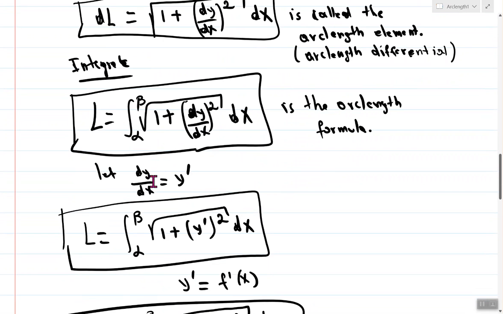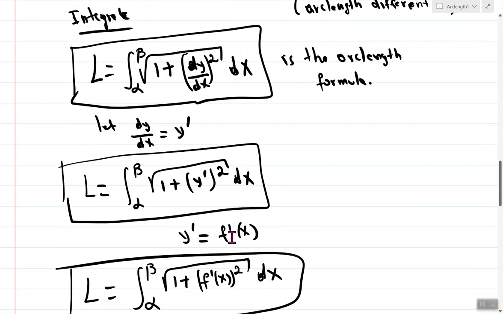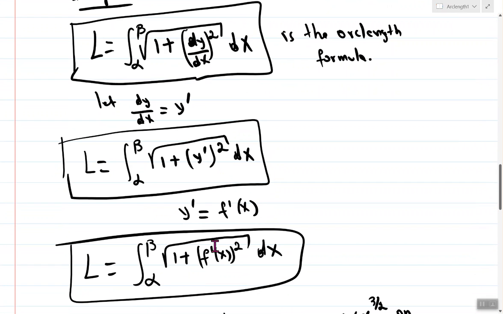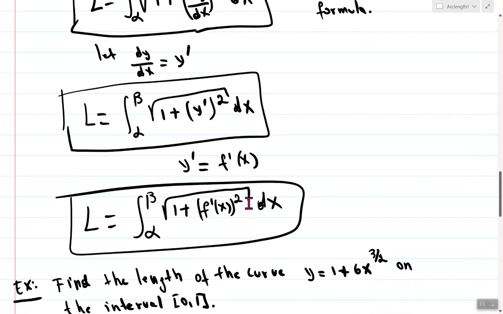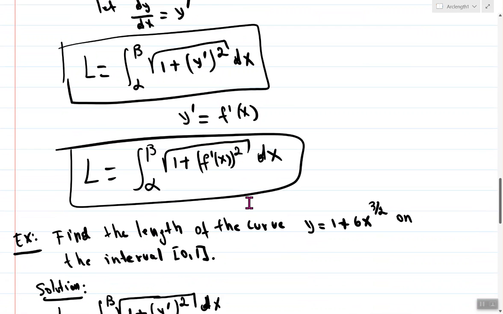Notation: sometimes dy/dx is called y prime. So if you replace this by y prime, you get y prime squared here. Sometimes y prime is also called f prime of x, so you get f prime of x squared. So you have three versions of the formula, but they mean the same thing. So that is the formula for the arclength. Now let's go by an example.